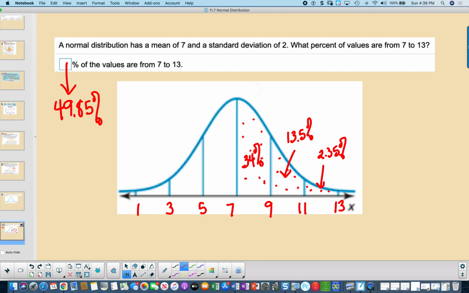You put 7 in the middle, go up by 2 for every vertical column, and you know this first standard deviation represents 34%. The next standard deviation under the curve would be 13.5%, then 2.35%. You would add all those up from 7 to 13, and that's the percent probability you would expect to find the value in this data set.